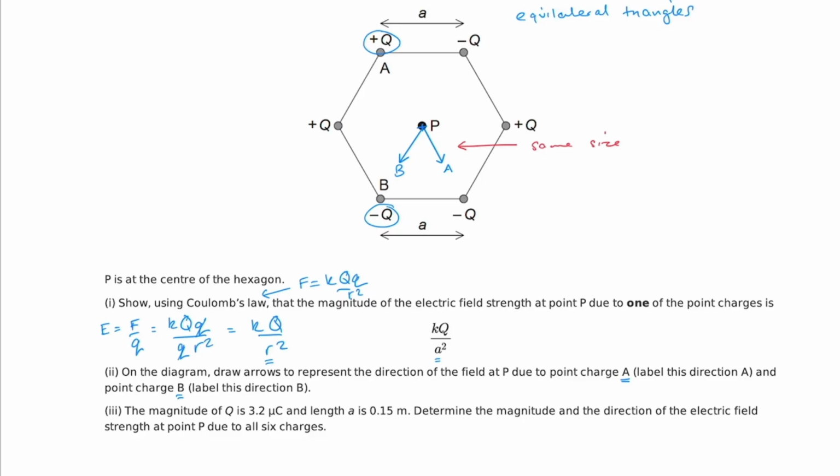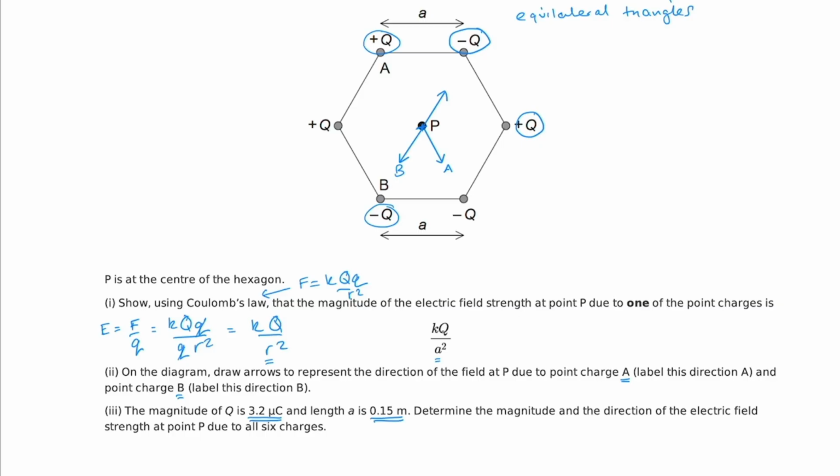3. The magnitude of Q is 3.2 microcoulombs and length A is 0.15 metres. Determine the magnitude and the direction of the electric field strength at point P due to all 6 charges. I think we're going to have to draw some more arrows. We've already drawn our electric field strength due to point A. Let's look at the electric field strength due to this charge here. We know that the positive test charge will be attracted towards there, so we'll have an electric field strength in that direction.